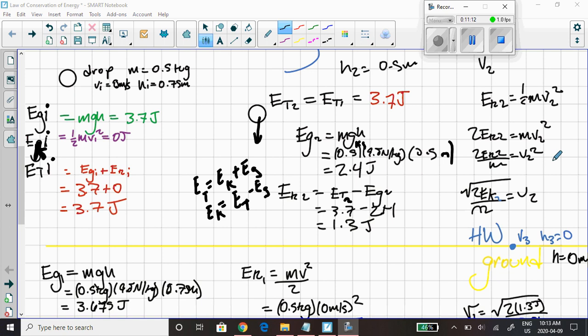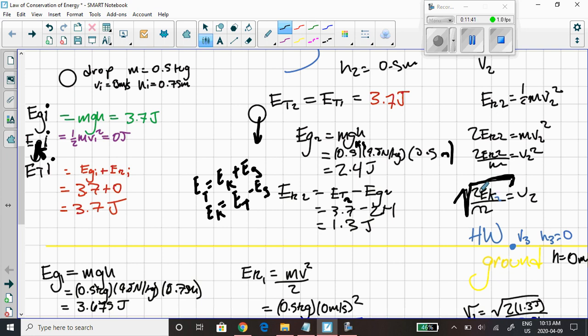What I'm now going to do is divide each side by m. So I divide this side by m, and I have 2 times kinetic energy in the second situation divided by m. If I divide this side by m, I'm just left with speed in the second situation squared. And now what I'm going to do is square root both sides. So I can square root both sides and I get the square root. So this is a square root of everything, everything in here.